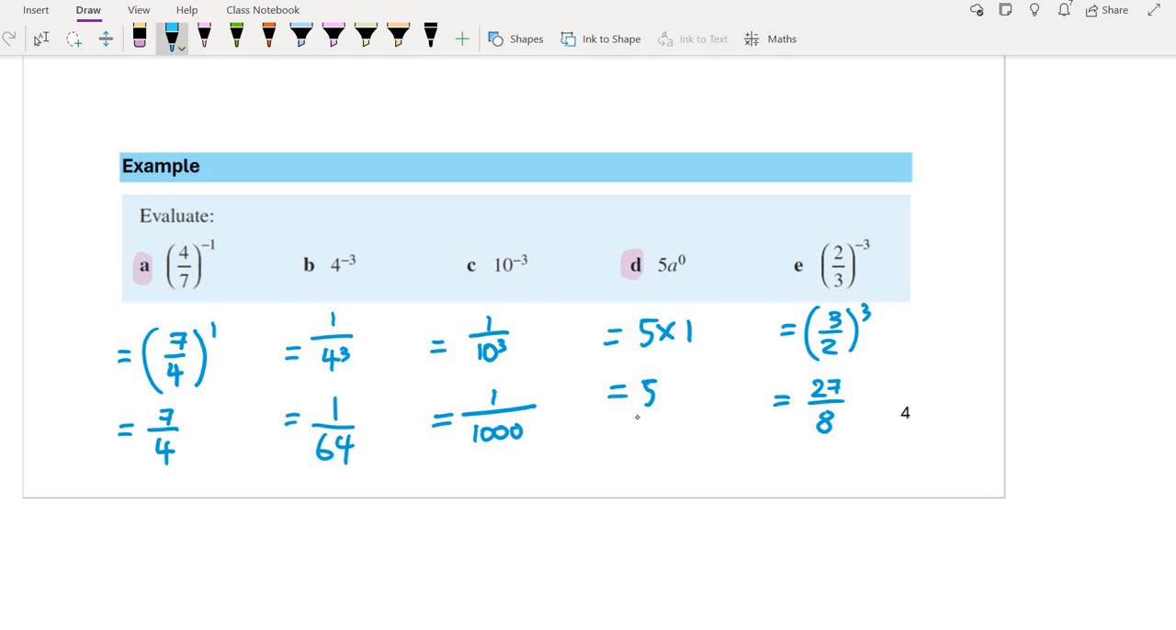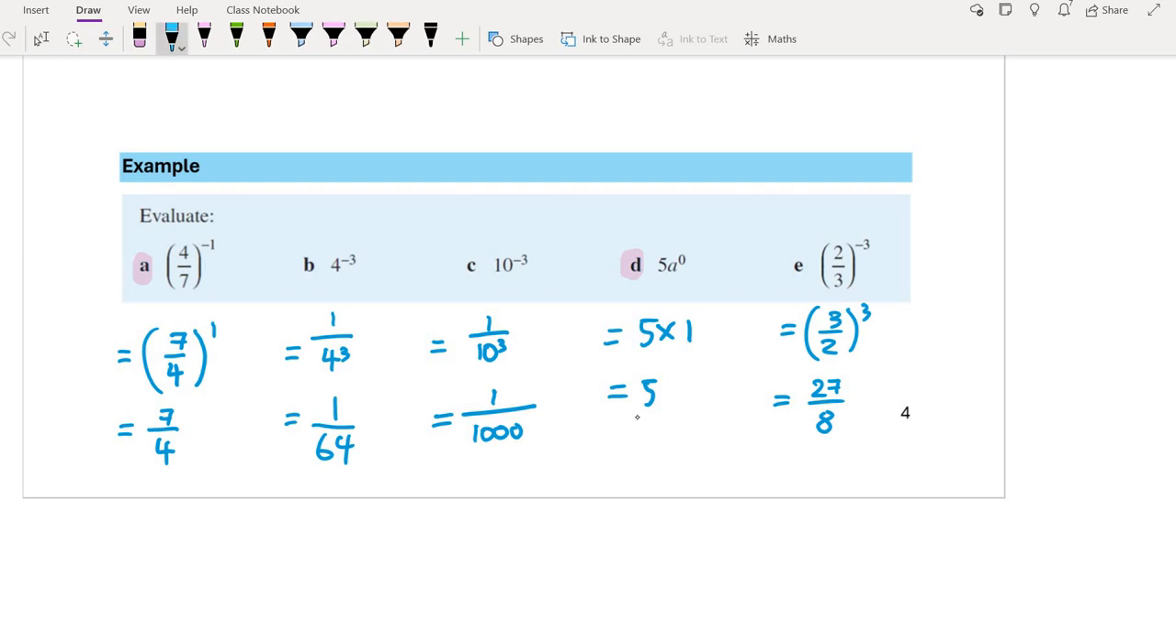And like I said before, if we have a fraction that's raised to the power of negative something, if you swap it upside down and then raise it to the positive power of that, it's going to end up the same.